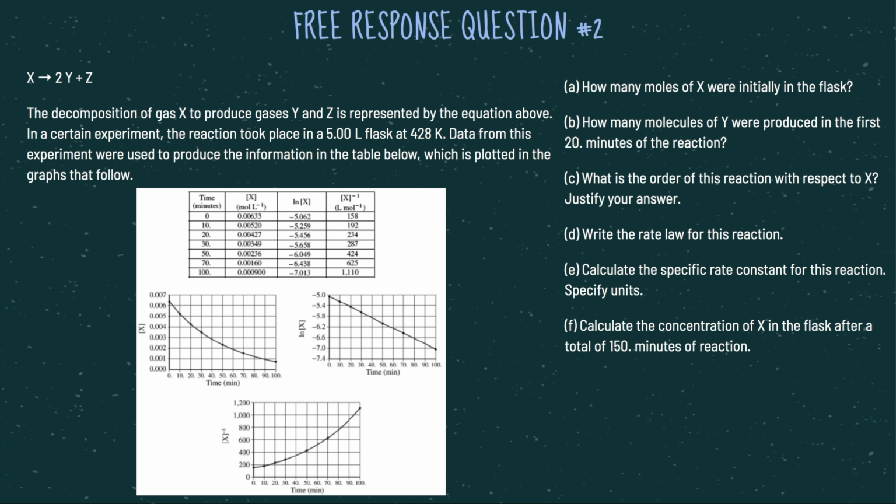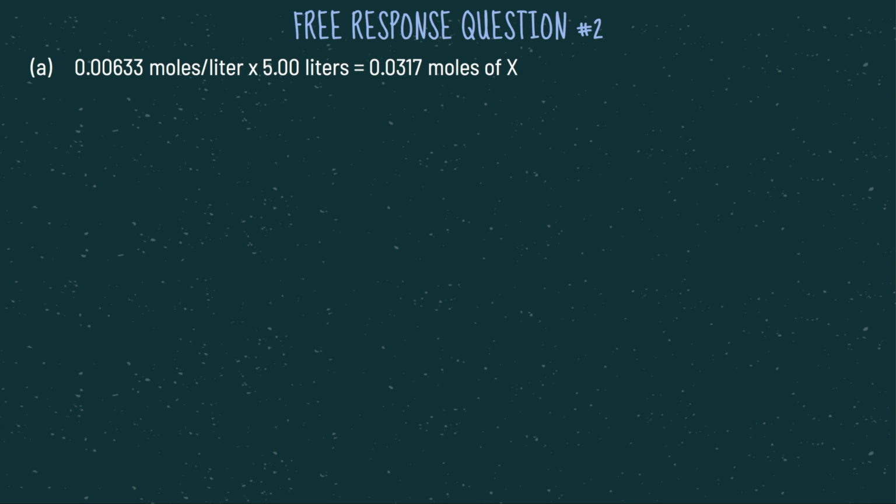This is the other free response I'm going to go over in this video. Again, please pause to read it. This question has more math in it, so you will definitely need a calculator. Part A asks how many moles of X were initially in the flask. We can find this by using the original molarity and the volume of the flask.